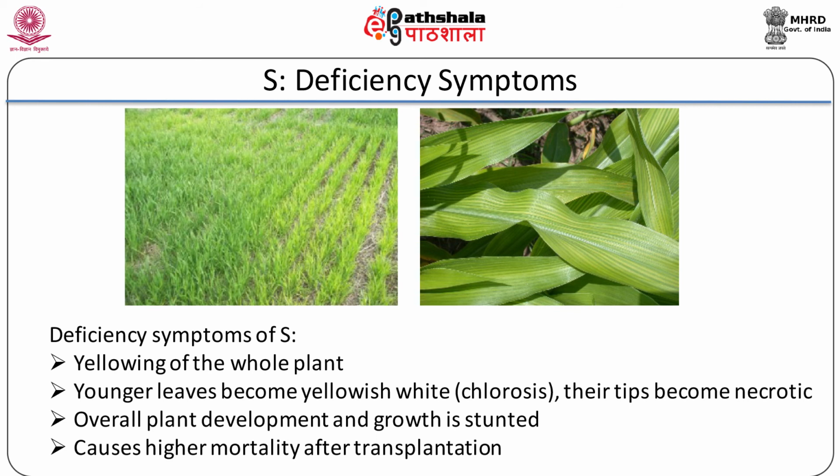Sulfur deficiency causes higher mortality after transplantation. Importantly, sulfur deficiency adversely affects the baking quality of wheat and yield of oilseed brassica species. It is also associated with increased susceptibility of crops to insect and fungal attack.